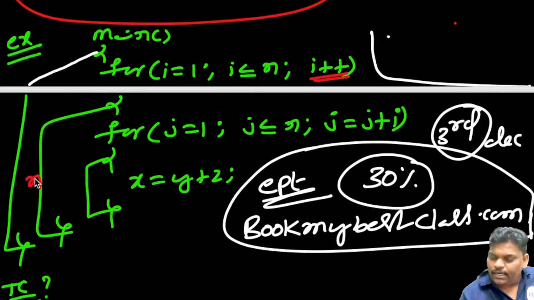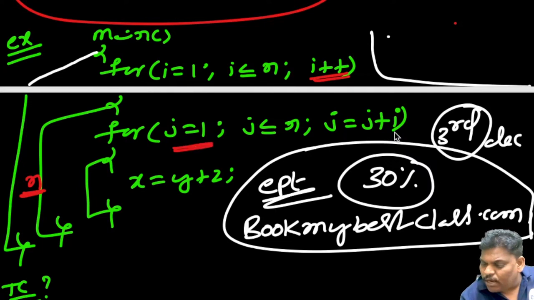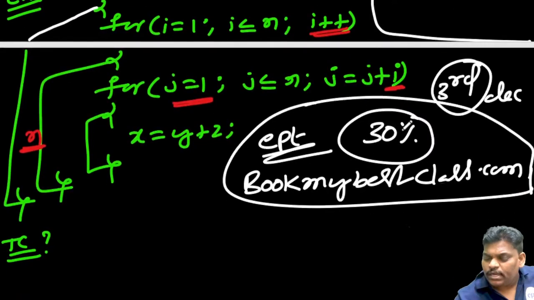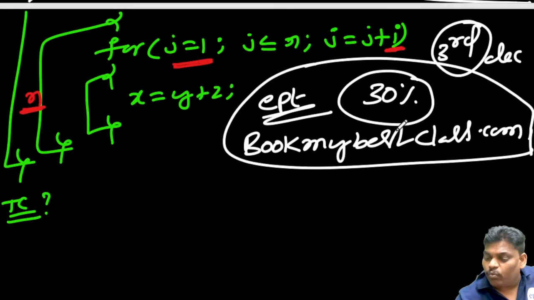Now see the interesting answer. The I loop is n times, okay, but what about the J loop? Listen, every time it is incrementing not by 1, it is incrementing by I. The J loop is not incrementing every time by 1, not by 2, the J loop is incrementing every time by I. What is the meaning? Let's see this one.